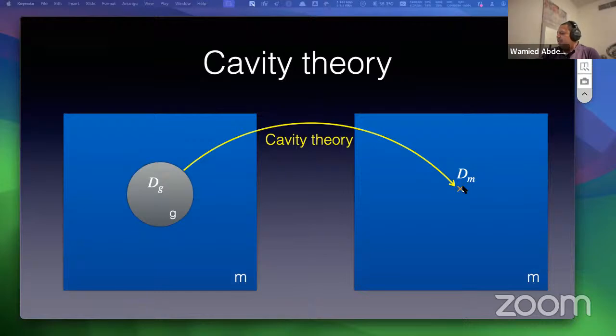The way to relate the dose in the medium to the dose in the cavity, which we are calling here D sub G, that is the dose in gas, usually because dosimeters are usually gas material or air specifically. But this is the general representation: the dose in the gas and the dose in the medium when the cavity is not present are related by a cavity theory.